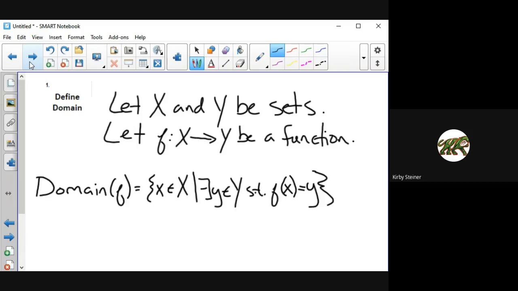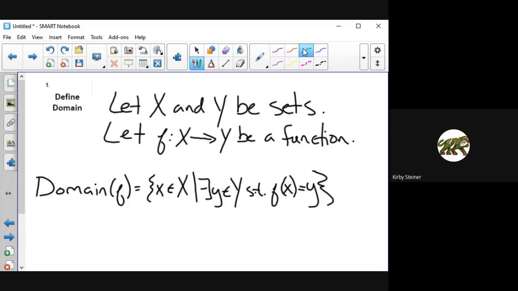Let X and Y be sets. Let f that maps from X to Y be a function. Then the domain of f is the set of x in X such that there exists a y in Y such that f(x) = y. So x in X means we're looking at the x values that are actually used in the function.